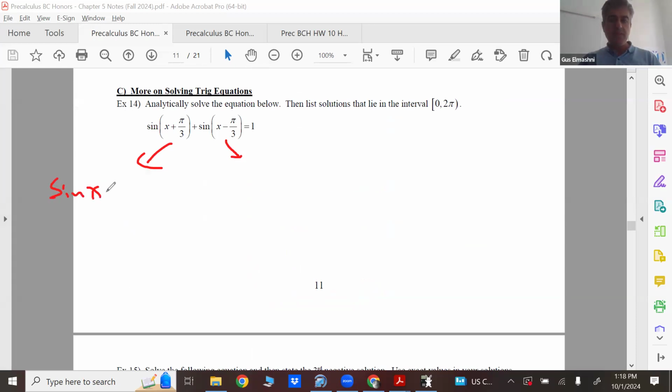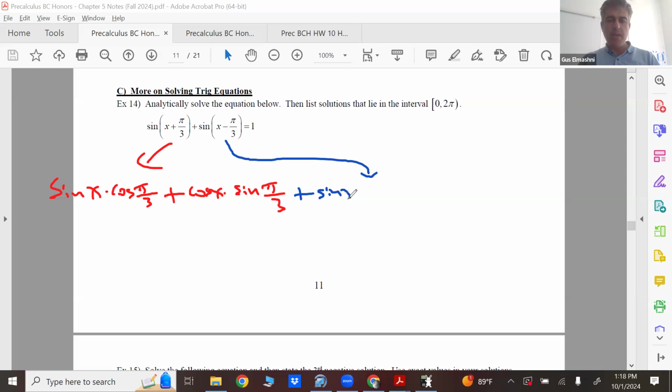So sine x times cosine of pi over 3 plus cosine x times sine pi over 3. And just for a bit of contrast, let's use a dark blue here. Plus sine x times cosine of pi over 3 again, minus cos x times sine pi over 3, all equals 1. Now, some things will cancel out very nicely.